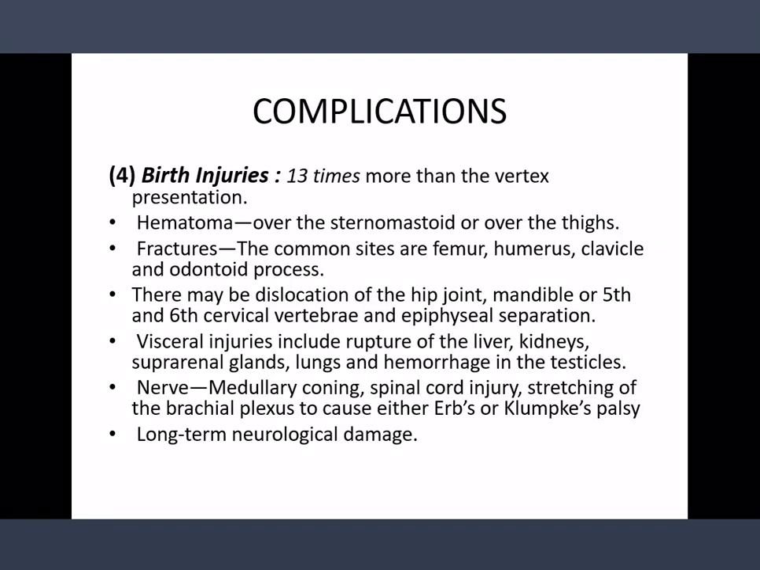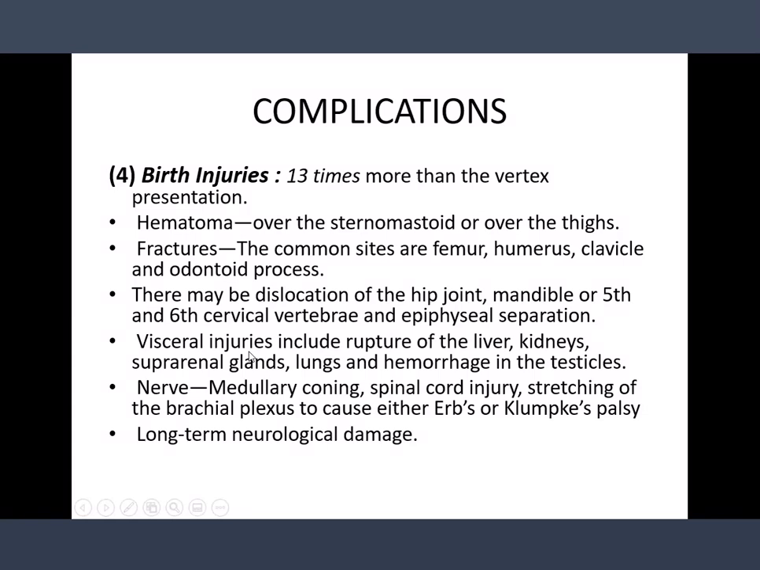Fourth one is birth injuries. Birth injuries are more common than in vertex presentation, almost 13 times more common in breech. So these are the various birth injuries while conducting the breech delivery. There may be hematoma over the sternomastoid muscle or over the thighs. There are fractures of the femur, humerus, clavicle, and odontoid process. Or there may be dislocation of the hip joint, mandible, or fifth or sixth cervical vertebra, and epiphyseal separation.